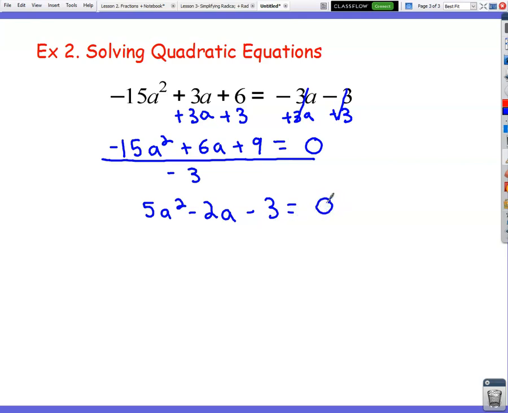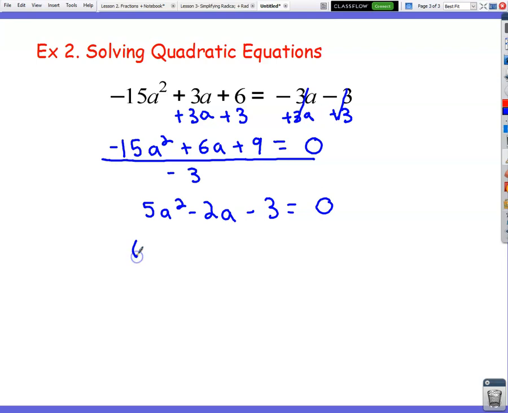Alright, so now that we have simplified all of this, we're ready to start. Notice that whenever you divide 0 by anything, you still get 0, so that didn't change the 0. Now we're going to factor this, because factoring is going to allow us to basically separate the a and get rid of that a squared.